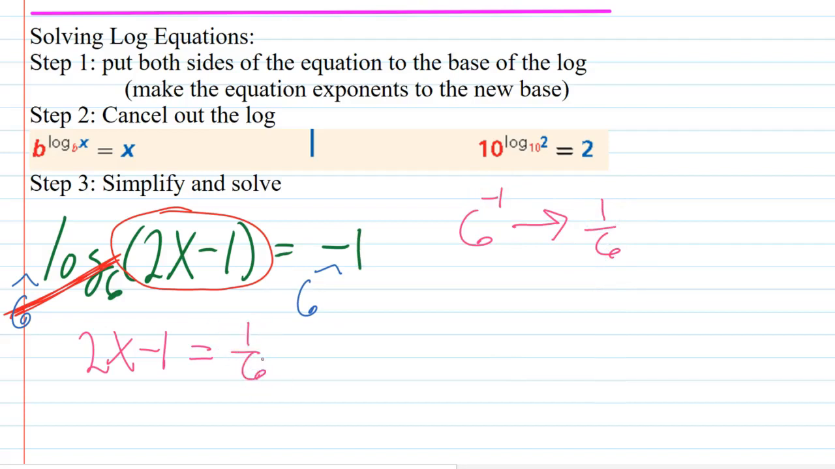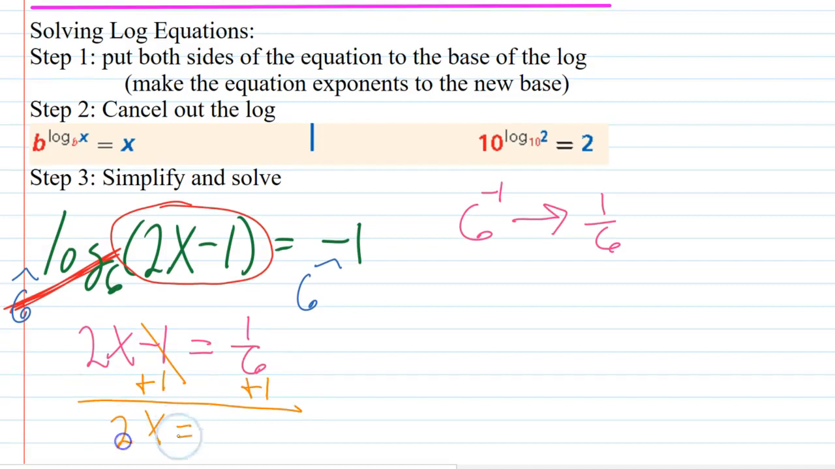Now, you'll simply solve the equation like you would solve a normal equation. I'm going to add 1 to both sides, and then we'll divide by 2. For those of you that don't remember how to add fractions, remember we're adding 1/6 plus 1. I need a common denominator, so my common denominator is 6. That gives me 1/6 plus 6 over 6, which is simply 7/6.